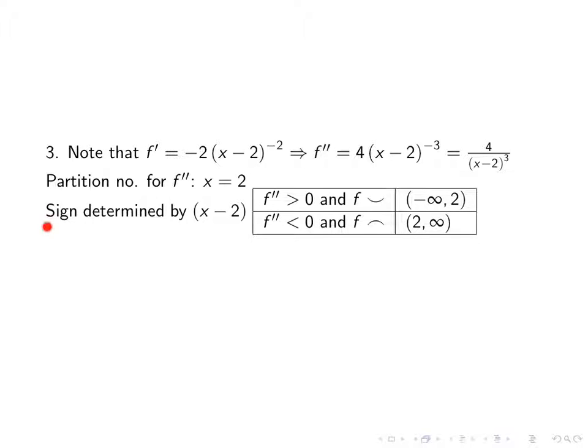Again, the simplest way to determine the sign of f double prime is just to look at the factor x minus 2, which appears as the cube in f double prime. The concavity never changes, so there are no inflection points.